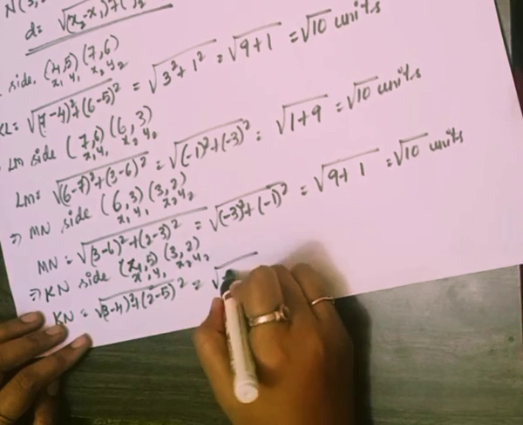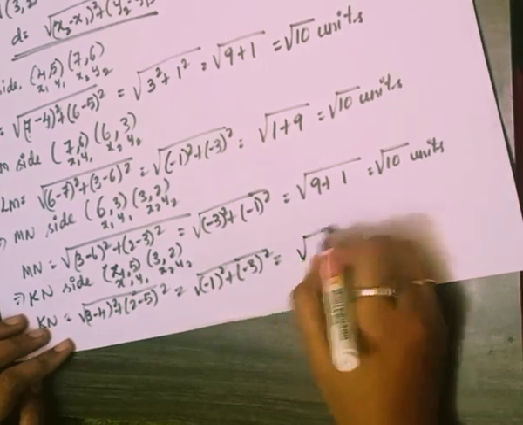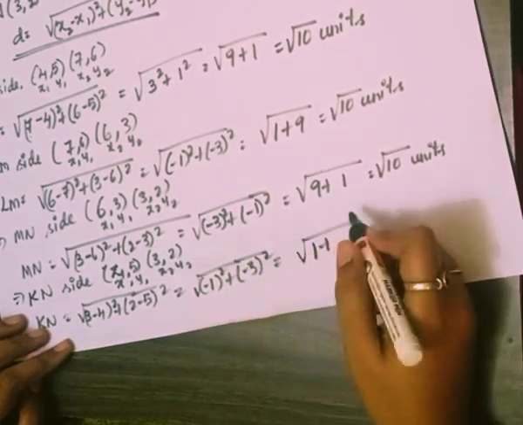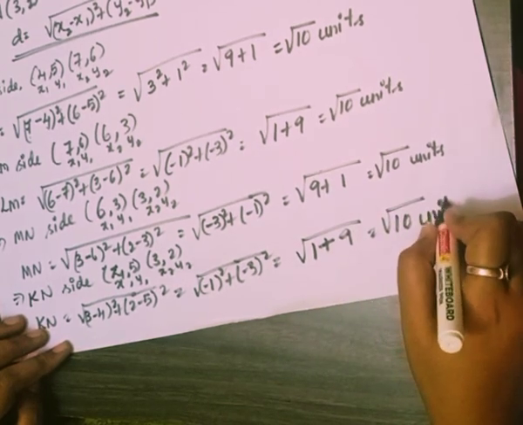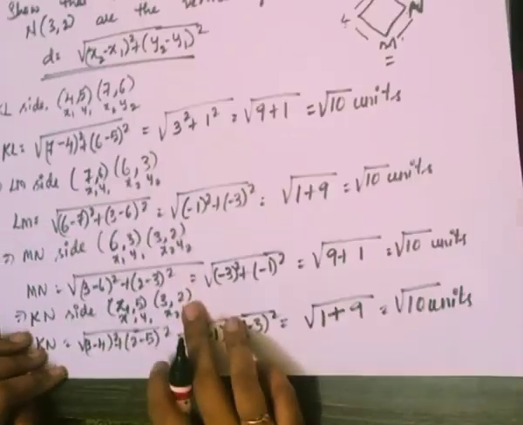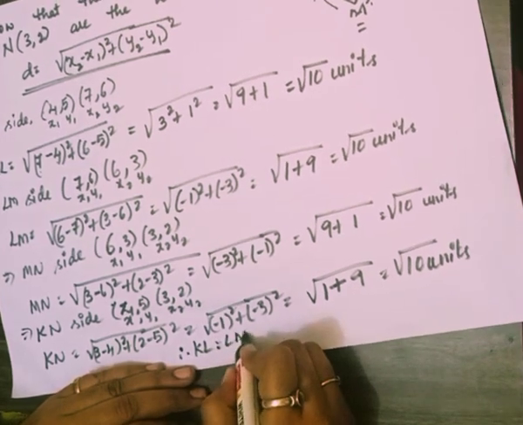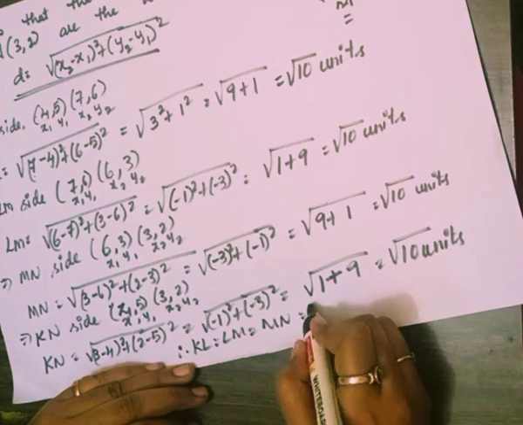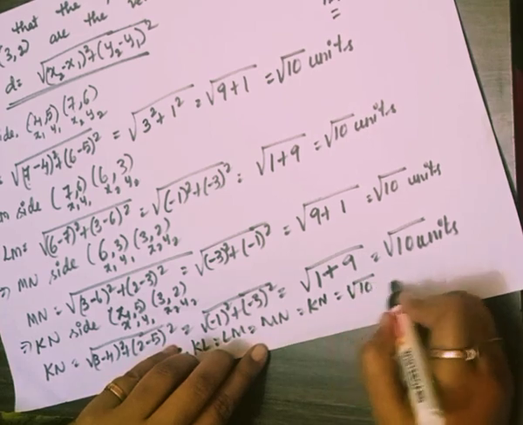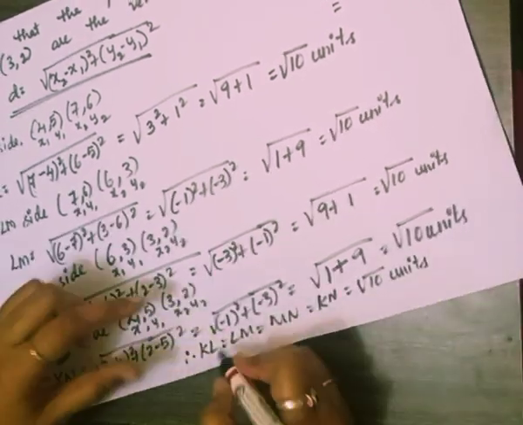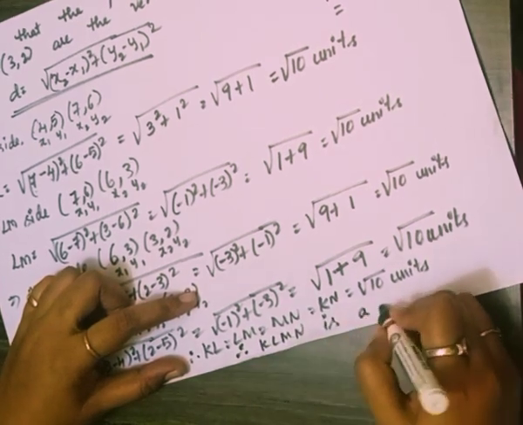So by subtracting, I'll get minus 1 whole square plus minus 3 whole square. Now by doing the square, minus 1 square is 1, plus minus 3 whole square is 9. By adding this, we'll get 10 units. Now we can observe that for all the sides we got 10 units. So therefore I'll mention KL is equal to LM is equal to MN is equal to KN. How much did we get? Square root of 10 units. Therefore we can say KLMN is a rhombus.